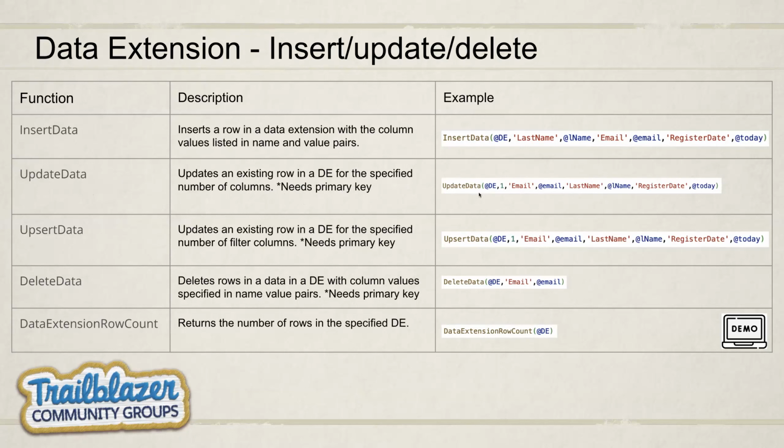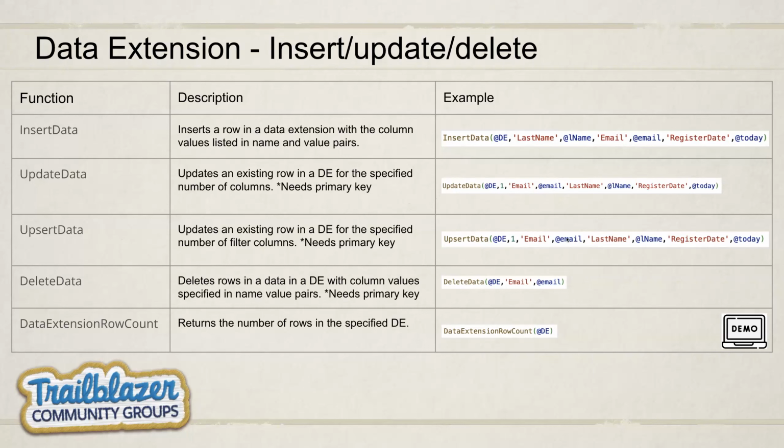That's why the syntax is a little bit different, where you use the update data function, the same syntax in the beginning, name of the DE, but then the next few fields are a little different compared to insert data. The second parameter here, 1, means how many fields, how many columns, you want to match the record with. Currently, we're saying that we only want to match email, which is the primary key in our data extension. So if this email address exists, then Marketing Cloud will update all the other information. Okay, I hope that makes sense.